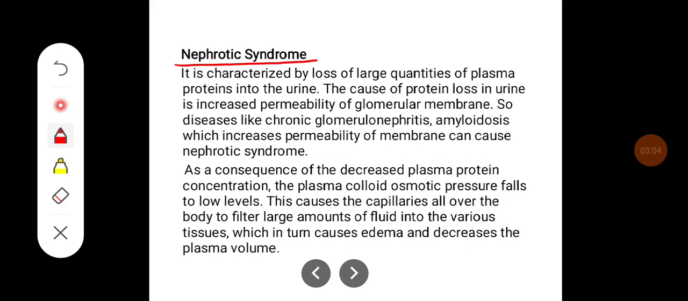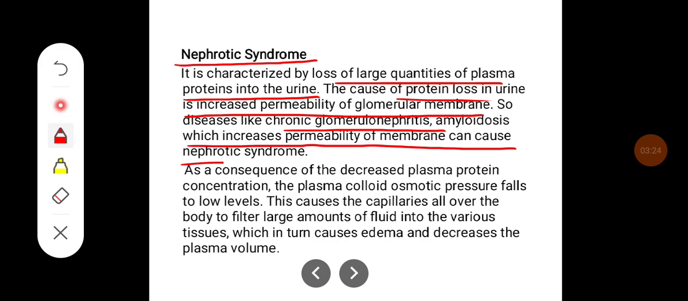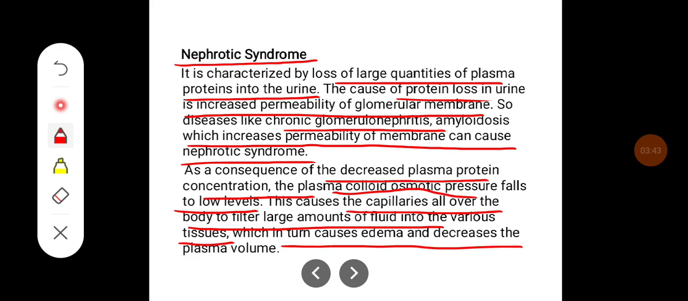Nephrotic syndrome. It is characterized by loss of large quantities of plasma proteins into the urine. The cause of protein loss in urine is increased permeability of the glomerular membrane. So diseases like chronic glomerulonephritis and amyloidosis, which increase the permeability of the membrane, can cause nephrotic syndrome. As a consequence of decreased plasma protein concentration, the plasma colloidal osmotic pressure falls to low levels. This causes the capillaries all over the body to filter large amounts of fluid into the various tissues, which in turn causes edema and decreases plasma volume.